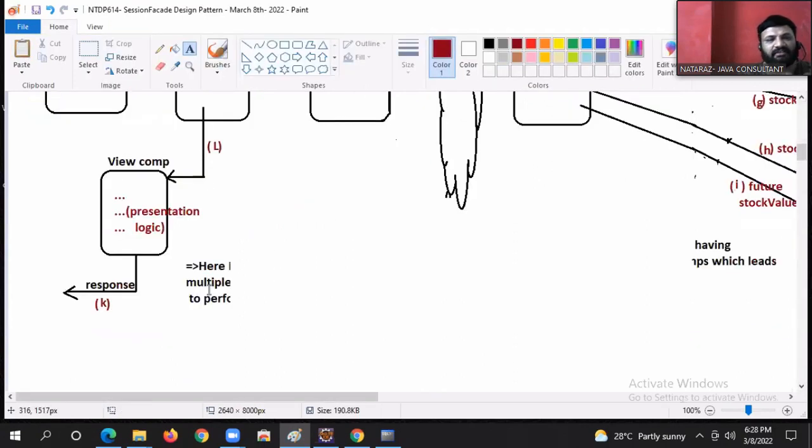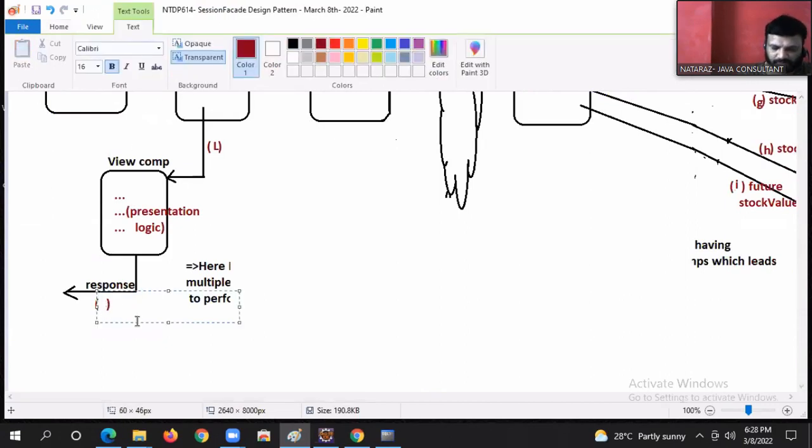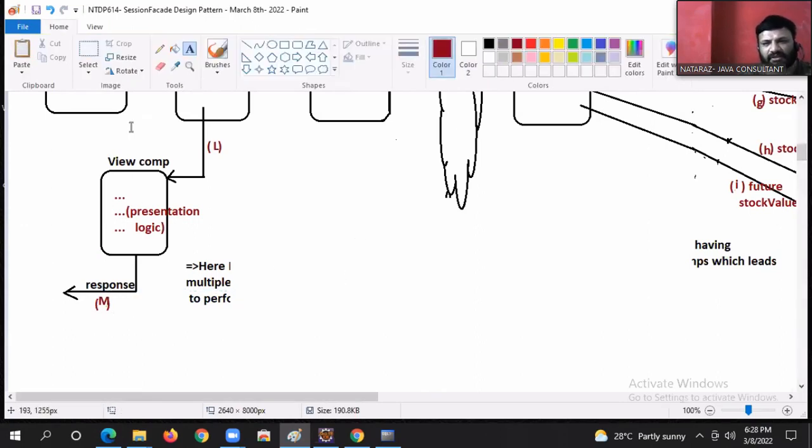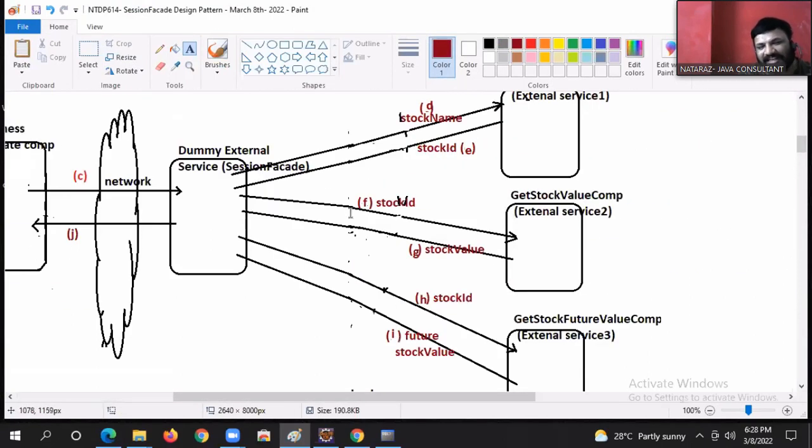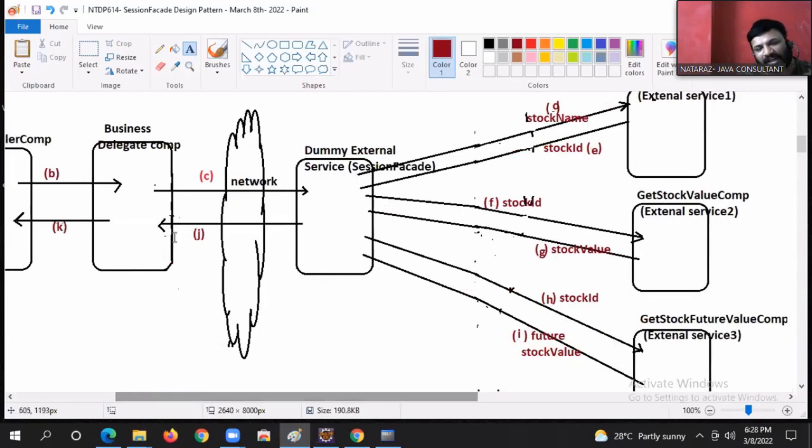Presentation logic. Here is my M. But at least the business delegate is not having a network round trip now. Think in that angle. Okay, definitely performance is improved, right? Do I need to have multiple round trips? Only one round trip, it will talk with other things. Performance definitely increased. Improved or not improved? Only one network round trip, it is talking with the three components, right?